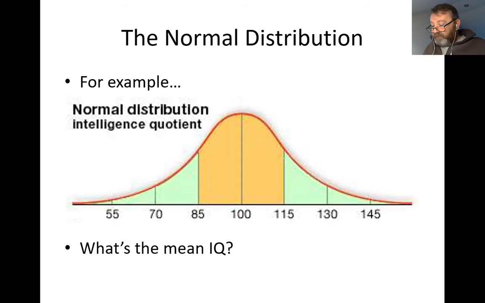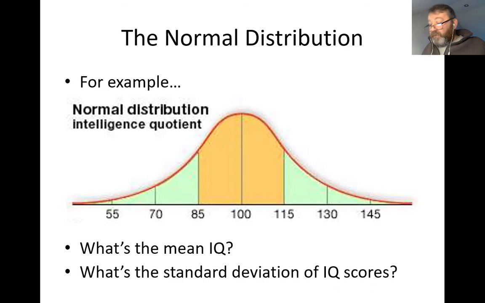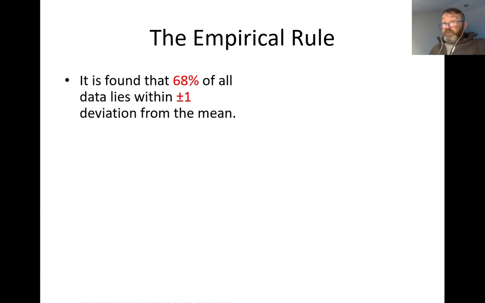Okay, so let's take a look at this. We said already, what's the mean IQ? In this case, the mean IQ is the one down the middle, it's 100. And what's the standard deviation? In other words, in the 3 regions left and right, how many units are between the regions? The answer here is 15. So here's the empirical rule, as we said already. It is found that 68% of all data lies within plus or minus 1 standard deviation from the mean. So if you take your mean and you add or subtract 1 standard deviation, you get 68% of the population covered.